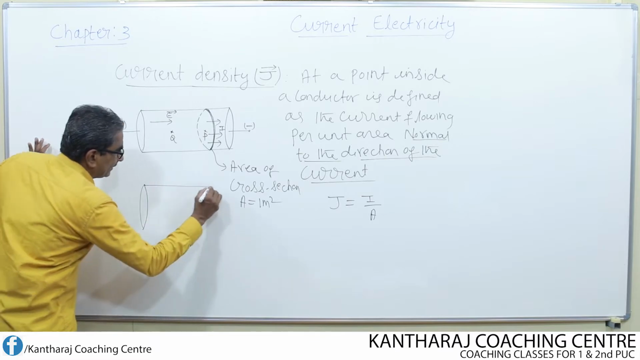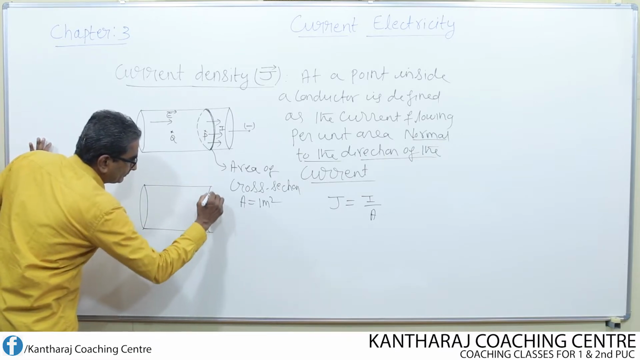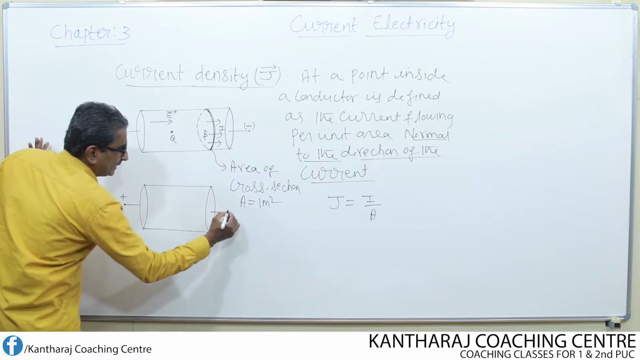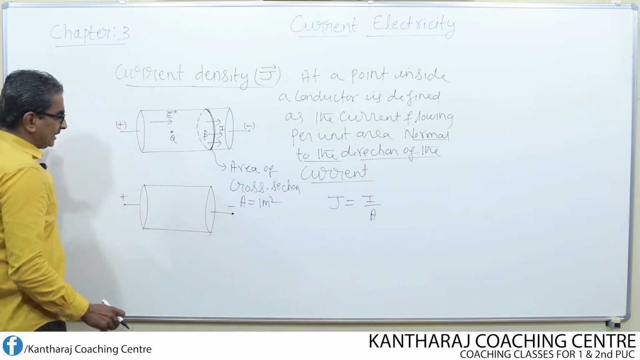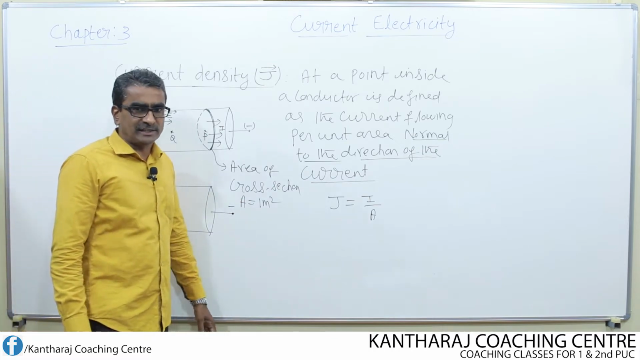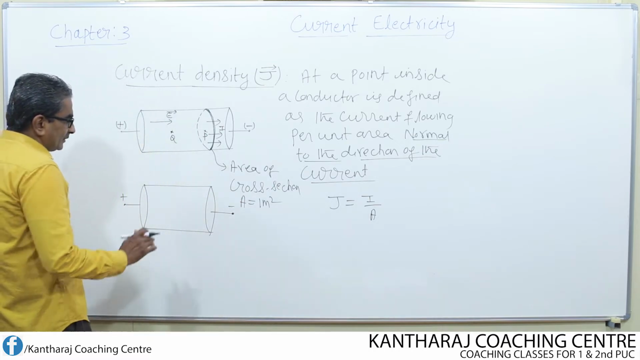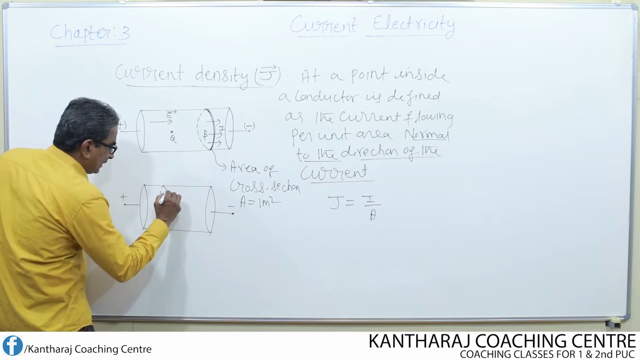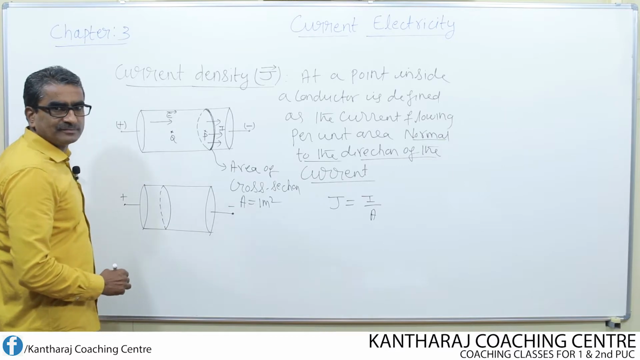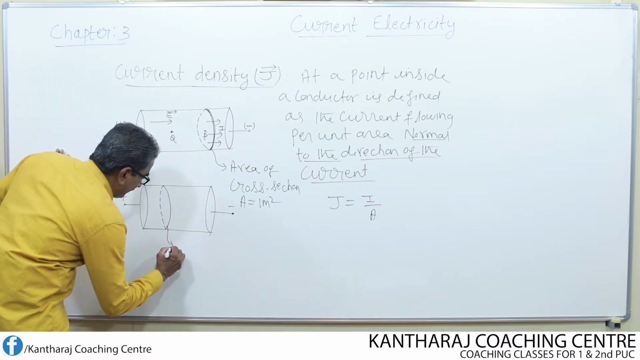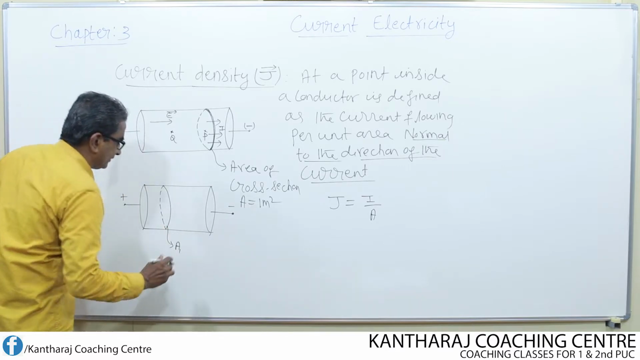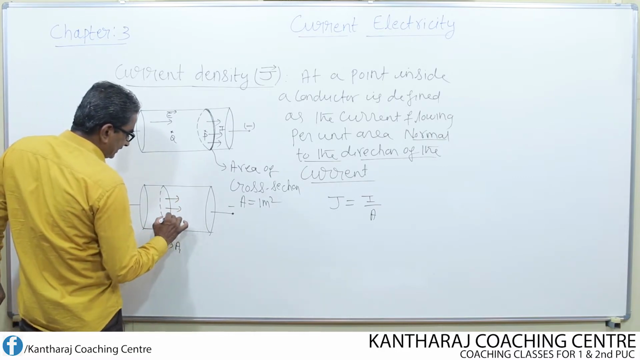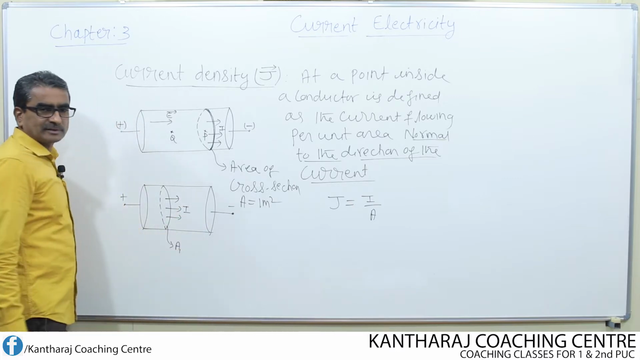Once again, I consider one more diagram. This is nothing but a conductor whose ends are maintained at positive and negative potential in order to make the current flow continuously. Suppose this is one cross-sectional area. Say for example, the area of cross-section is A or A1. Then this is the current that is flowing.